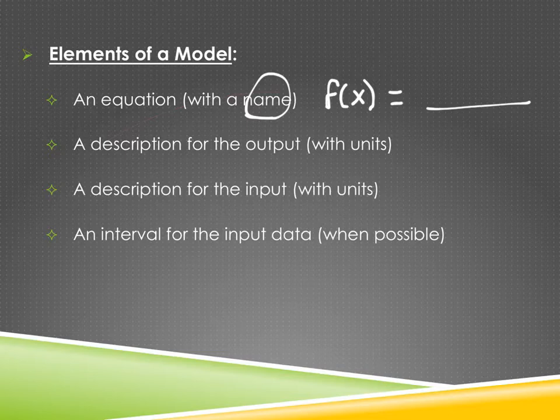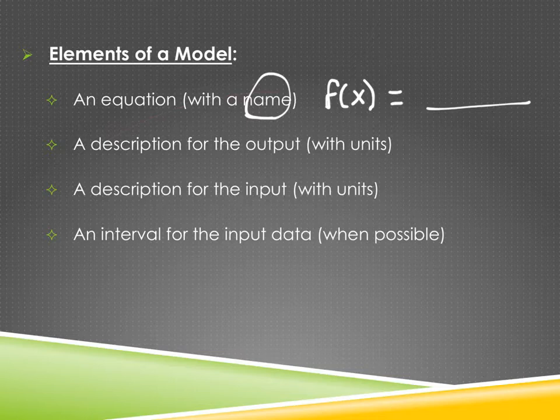Second thing is it's going to have a description for the output with units. So when we write the equation, right after the equation, we're going to say the word like dollars, or people, or 1,000 pounds of food. It's going to be what is the output, and we're going to write it down.